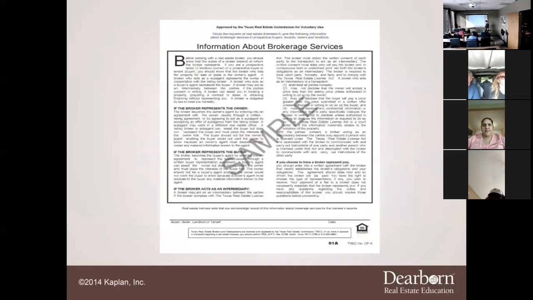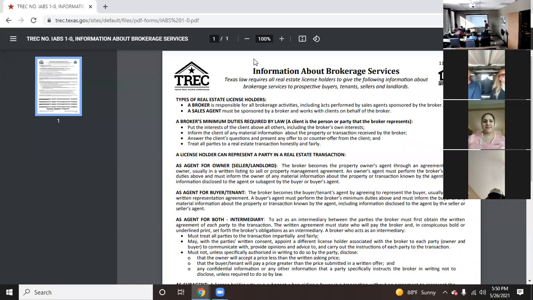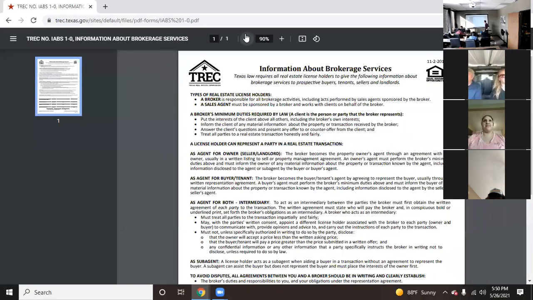Next, we have a sample of it. This is the older version. We actually have the newer version, we'll pull up real quick. This is the one from the 1950s or something, back when Justin was practicing. Back in the day. So this is the actual one that we use, and probably a lot of other brokers as well. This is the Trek IABS form.